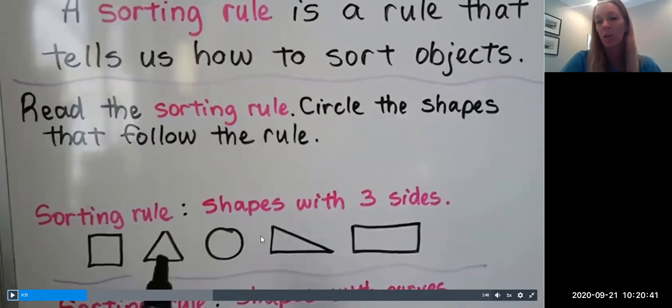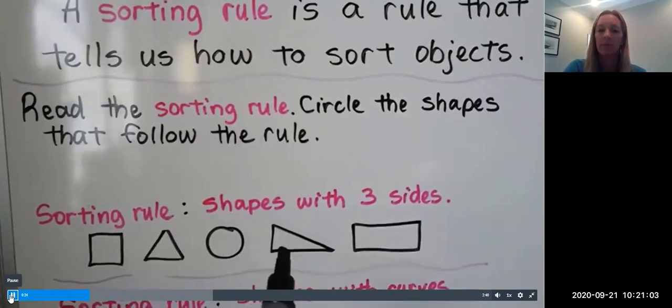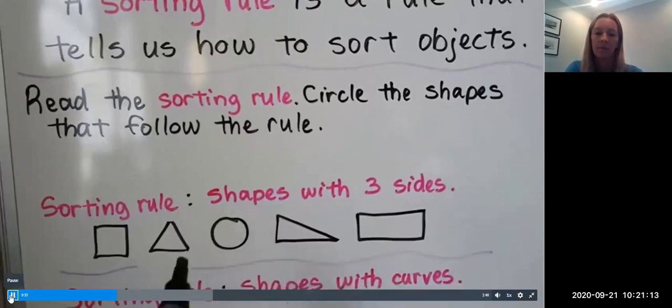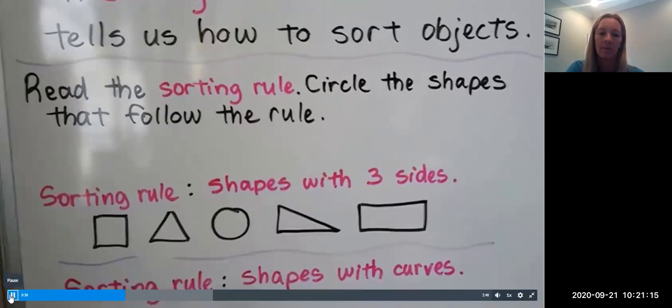We can see here the circle has no sides. It's all curved, while the square has 1, 2, 3, 4 sides, and the rectangle has 1, 2, 3, 4 sides. But I love how they're using a sorting rule, because we haven't really talked about what rule you would like to sort them by. A triangle, a circle, another triangle, and a rectangle. Well, a square has 4 sides, 1, 2, 3, 4. So it's not the square. The triangle has 1, 2, 3 sides. So we can circle that one.